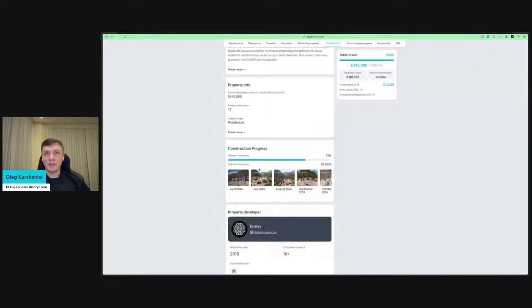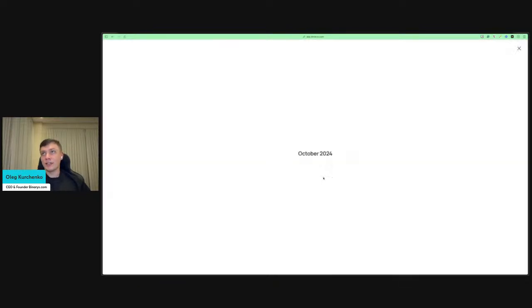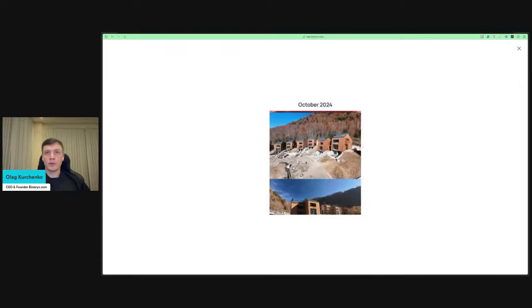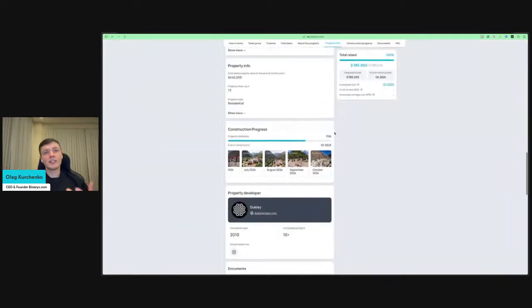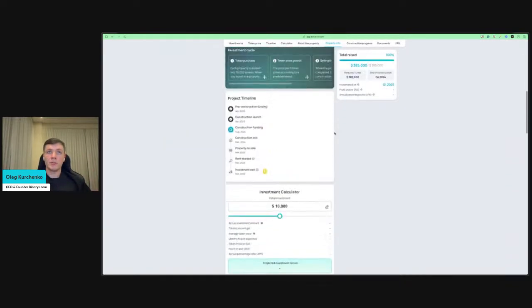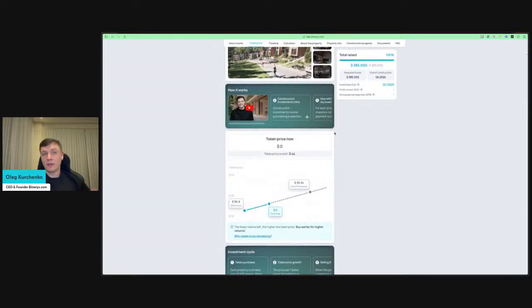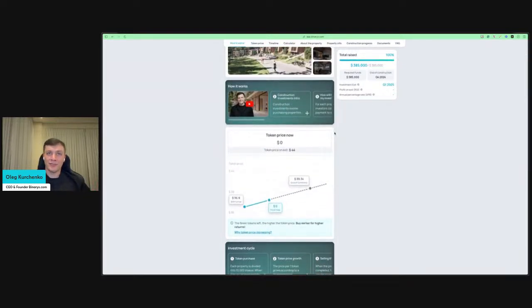It's almost nothing was there, but right now in October, the property already looks like that, and almost everything is already done. So we're collecting that kind of reports from developers, and that helps investors to be sure that the current property is already under construction.